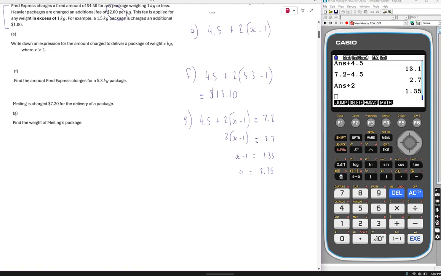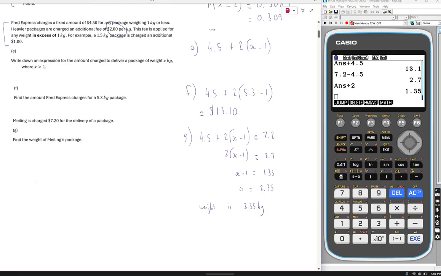Find the weight of mailing's package. We would need to say that the weight of mailing's package is 2.35 kilograms.